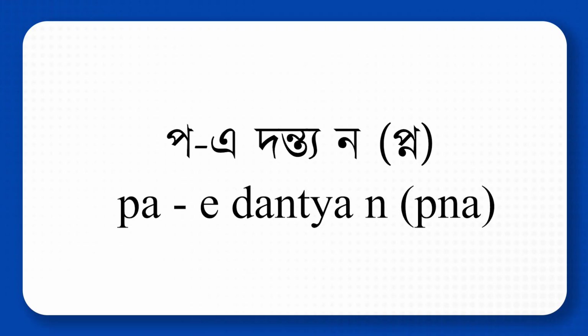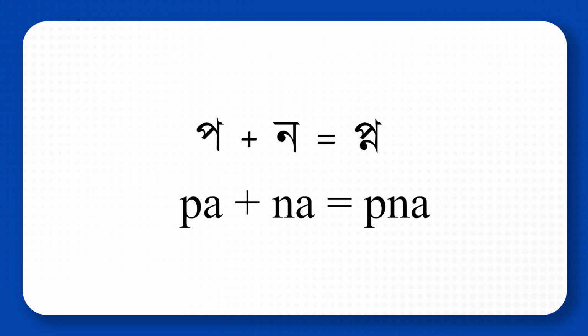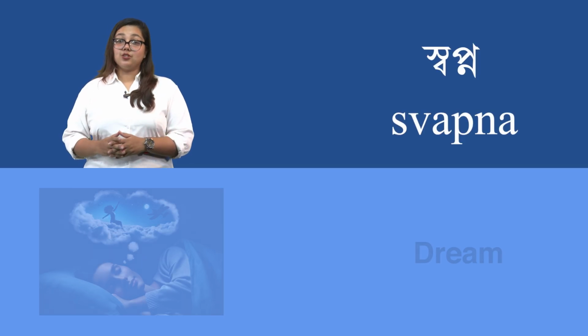The second conjunct we have is প-এ-দন্তের-নয়. প-এ-দন্তের-নয় cluster is formed when Banjan Borno প make cluster with দন্তের-ন. Both of these consonants retain their shape in the cluster. It can be seen in a word like স্বপ্ন, which means dream.